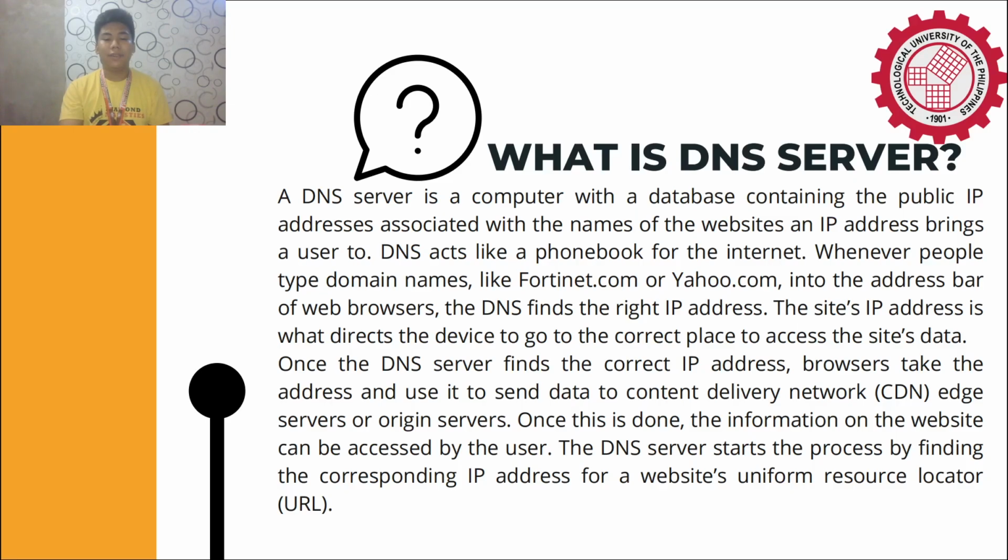Once the DNS server finds the correct IP address, browsers take the address and use it to send data to Content Delivery Network or CDN, edge servers, or origin servers. Once this is done, the information on the website can be accessed by the user. The DNS server starts the process by finding the corresponding IP address for a website's Uniform Resource Locator or URL.